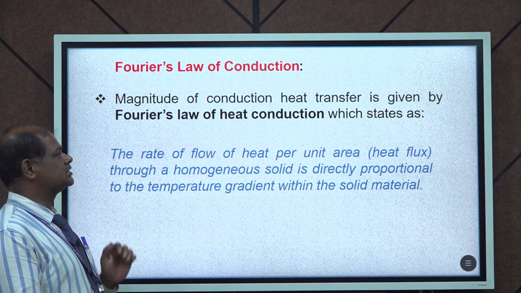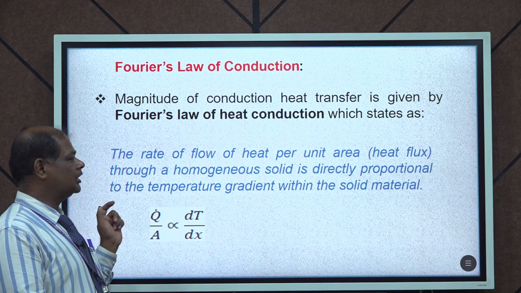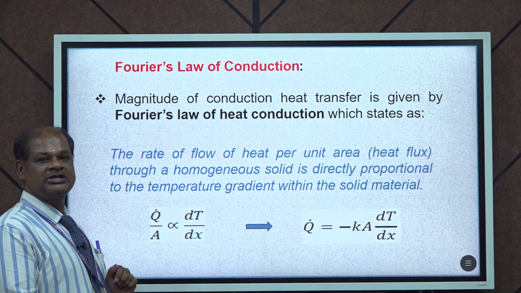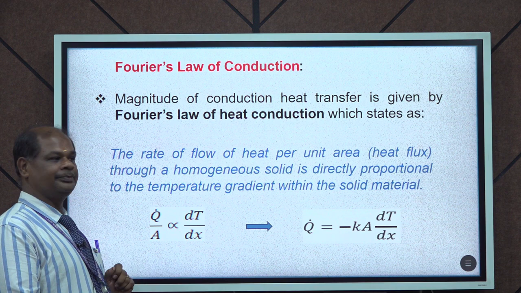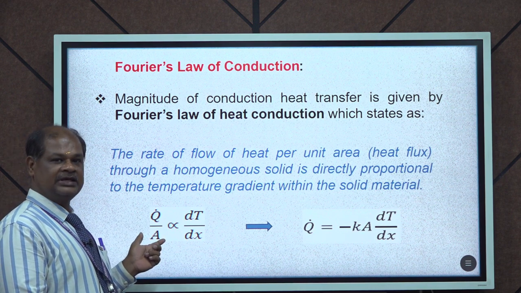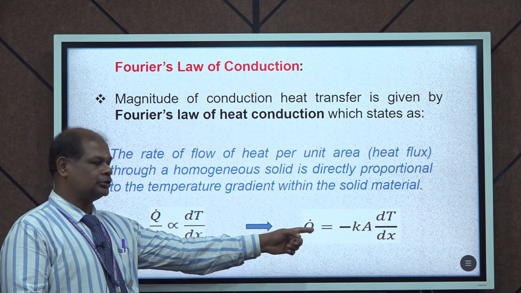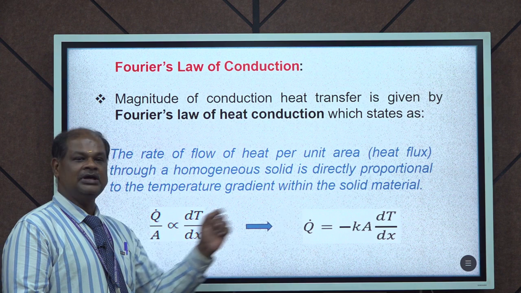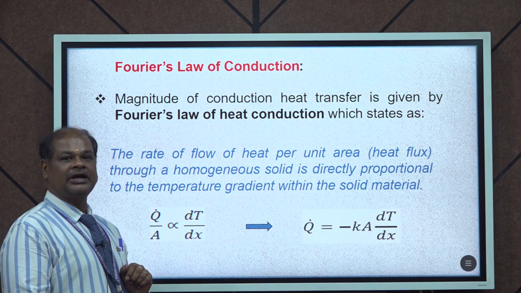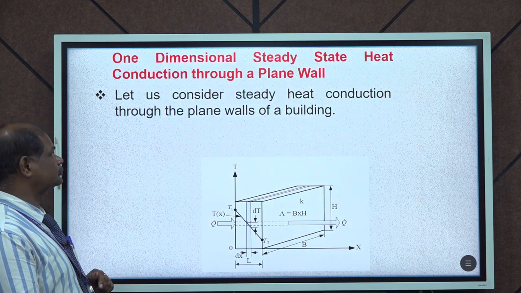So it is Fourier's law of heat conduction. It is nothing but the rate of heat flow per unit area through a homogeneous solid is directly proportional to the temperature gradient. Here Q is the rate of heat transfer, A is the area, dT by dx is the temperature gradient. So Q is equal to minus K A dT by dx, where K is the thermal conductivity of the material. It is called the proportionality constant.